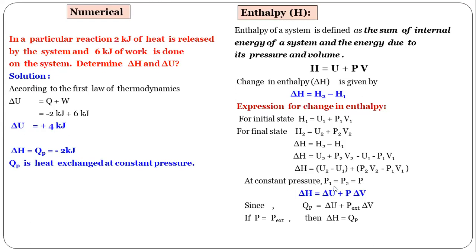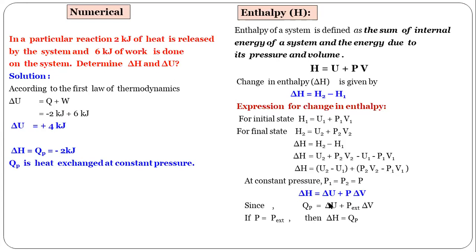At constant pressure, P1 is equal to P2 is equal to P. So this expression becomes delta H is equal to U2 minus U1, which is the change in internal energy. So delta H is equal to delta U, where delta U is nothing but the change in internal energy, U2 minus U1. And P1 and P2 are equal to P at constant pressure. The value of P1 is the same, the value of P2 is the same. So it will be P into delta V, where delta V is the change in volume, V2 minus V1.